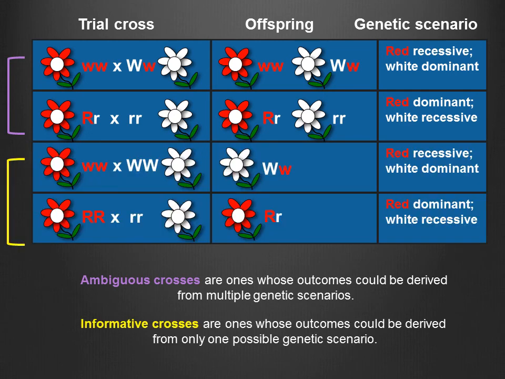On the other hand, trial crosses of the two phenotypically different parents that result in offspring with only one of the parents' phenotype are informative crosses. Again, this is because the outcomes of these crosses can be attributed to only one genetic scenario. For example, in the trial cross of a red-flowered and white-flowered plant, we would obtain offspring that are all white-flowered only if the white allele were dominant.